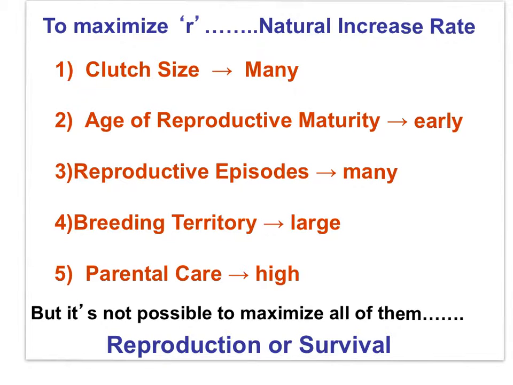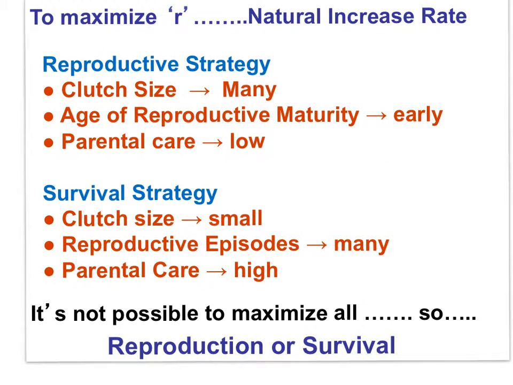Thus, over evolutionary time, lots of time, species have evolved to take advantage of one or the other strategy, either high reproductive rates or high survival rates. Let me explain. Stay tuned. So, for example, a species could put a lot of energy into coming to reproductive age early, having huge numbers of offspring, but could not have many reproductive episodes or could not provide much parental care. This is the reproductive approach.